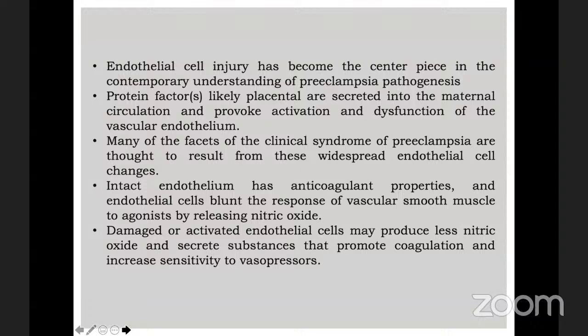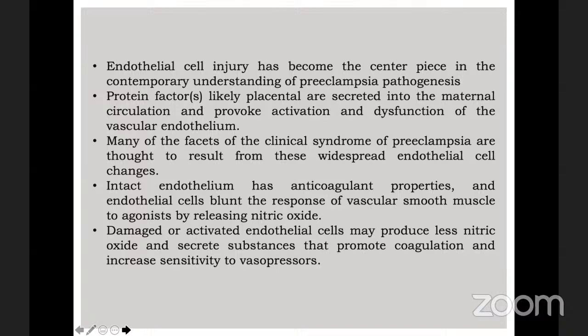Endothelial cell injury has become the centerpiece in the contemporary understanding of preeclampsia pathogenesis. Protein factors from the placenta are secreted into the maternal circulation and provoke activation and dysfunction of the vascular endothelium. Many of the features of the clinical syndrome of preeclampsia are thought to result from these widespread endothelial cell changes.